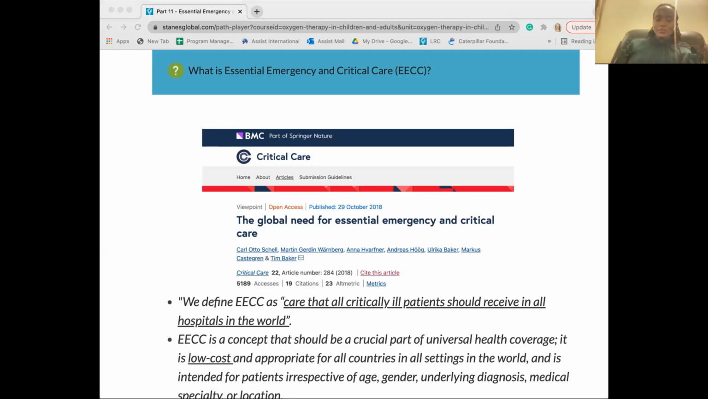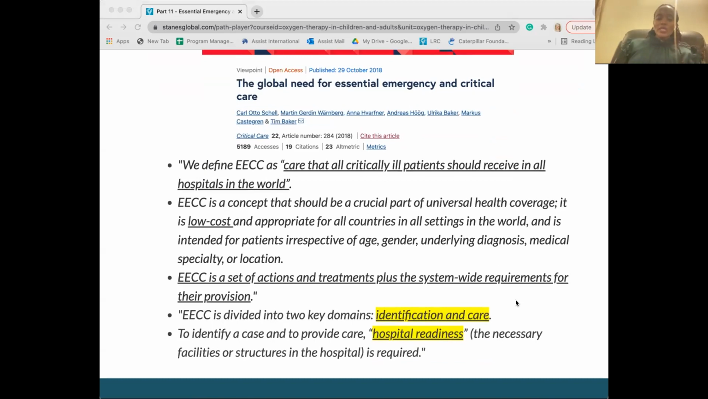You can go down. So the role of the EECC is to try and standardize it. And what it does, it has set actions and treatments, plus the system-wide requirements and their provision. So it's divided into two key main things. Their domains are identification and care. So identifying a critical patient, or identifying that a patient is critically ill. And then it emphasizes the amount of care that you give and the timeliness of the care that you'll give.